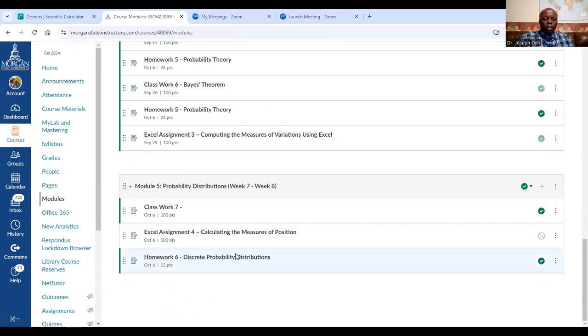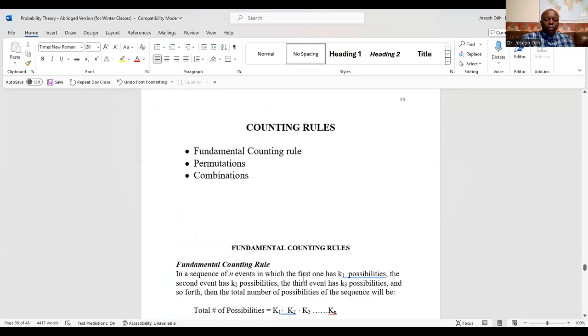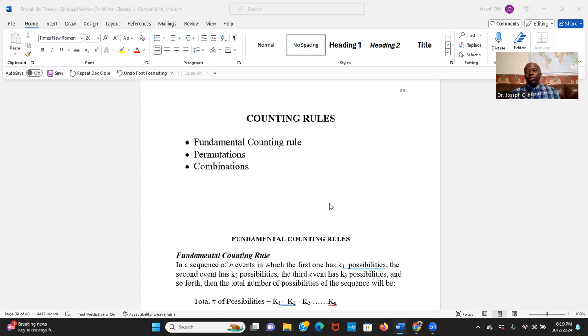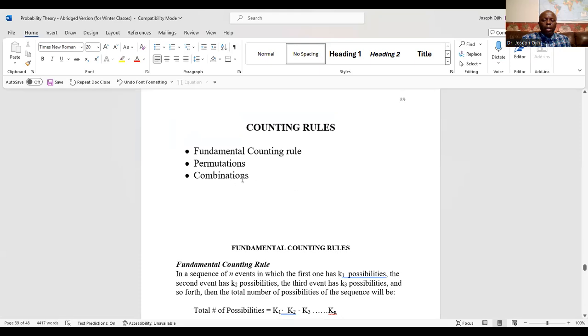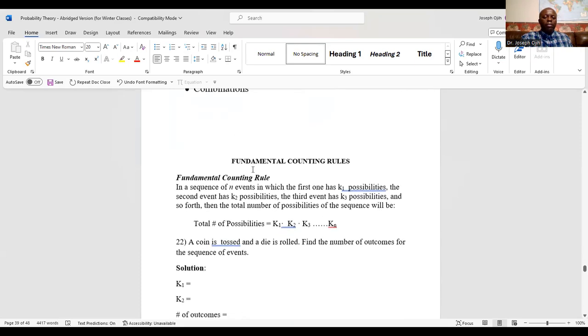Having said that, let me make the Excel assignment available. So having said that, we can now begin. Last time we stopped at counting rules. We finished the probability theory. Now let's begin with counting rules. We also use some of these counting rules in solving probability problems. We have the fundamental counting rule, the permutation and then combination. Okay. So the fundamental counting rule, let's start with that one.